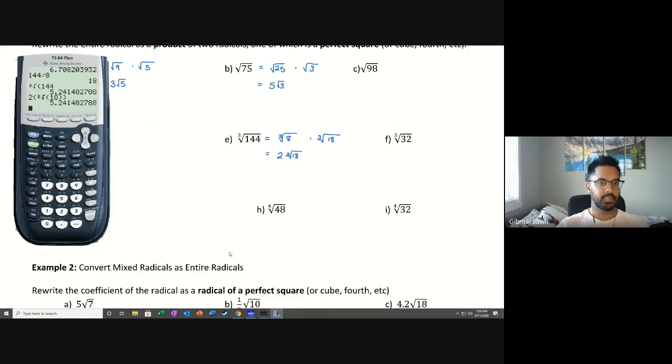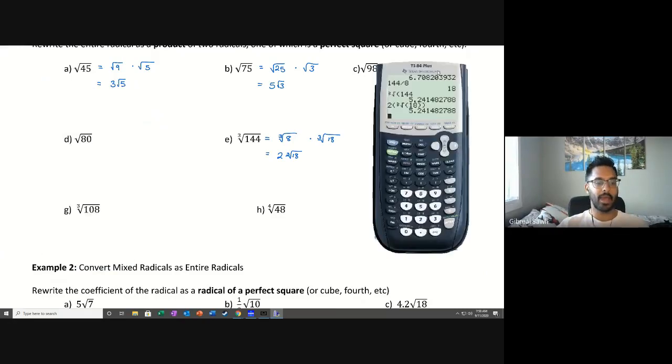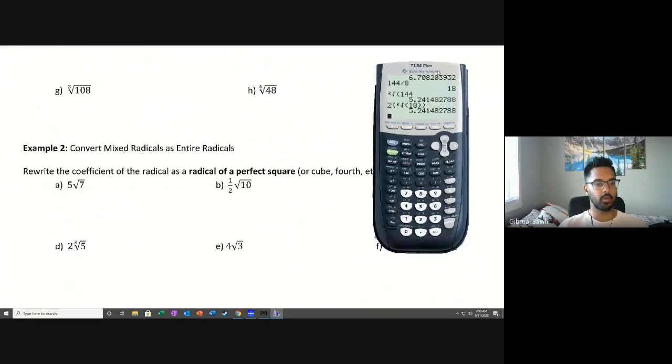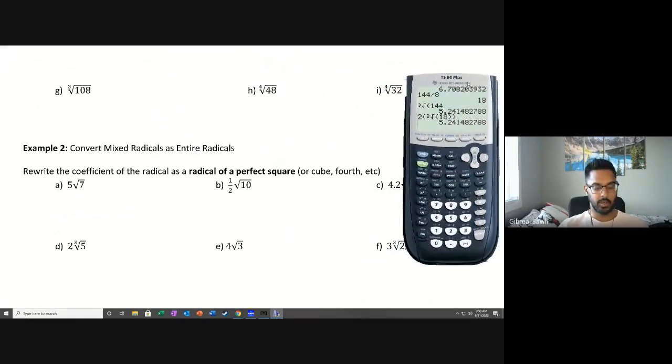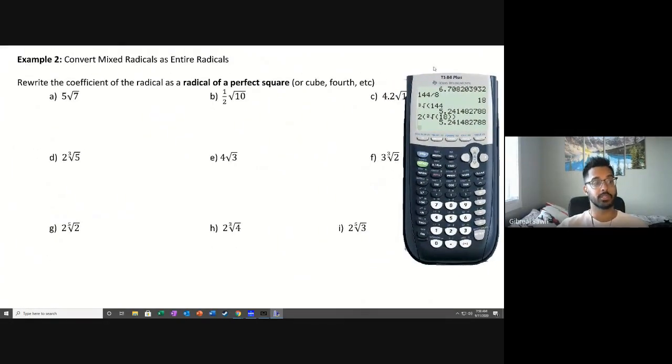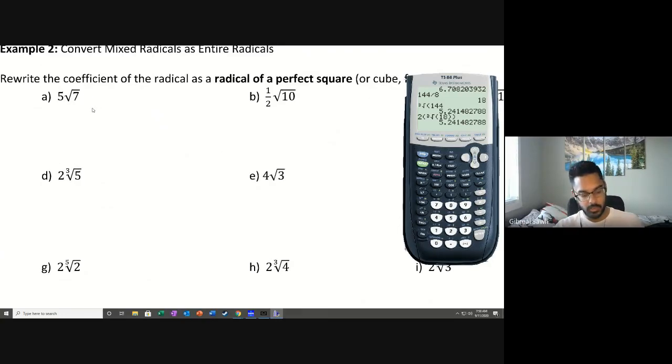So for example 2, we're going to go backwards. And we're going to try to take something that already is a mixed radical. And we're going to write it as an entire radical with no coefficient. And what we're going to do is rewrite that coefficient of that radical as a radical of a perfect square. So think about how we went, for example 1, and kind of broke it into 2 parts. We're going to try to do something similar and place the 2 parts back together.